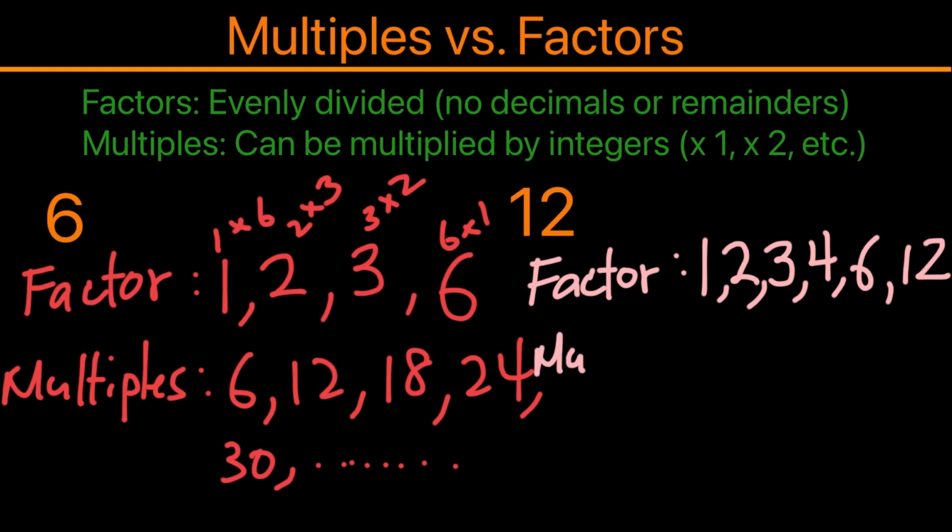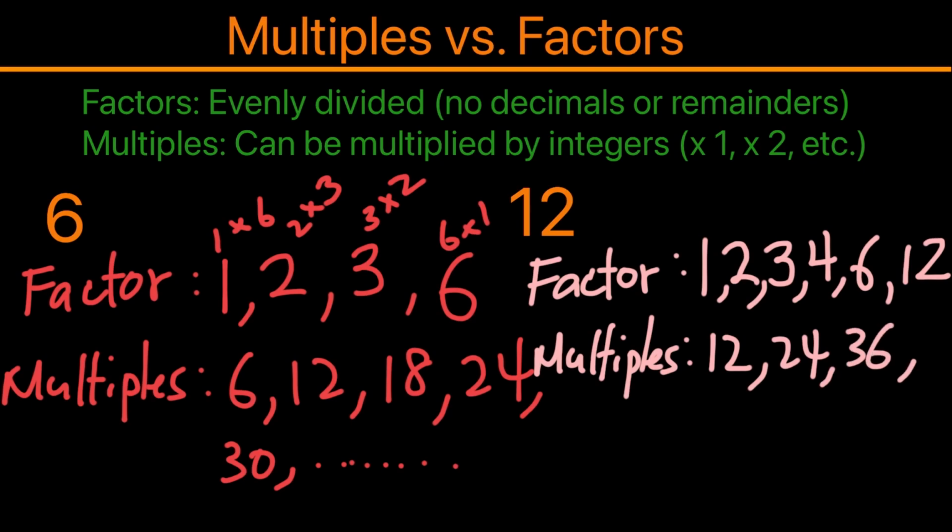Now what about multiples? So let's start the skip counting. 12 times 1 is 12. 12 times 2 is 24. 12 times 3 is 36. 12 times 4 is 48. 12 times 5 is 60. And so on.